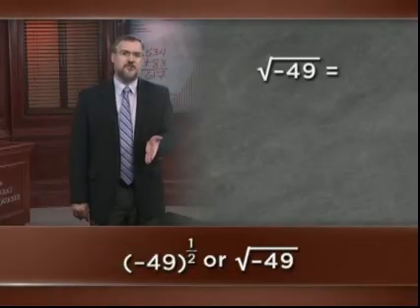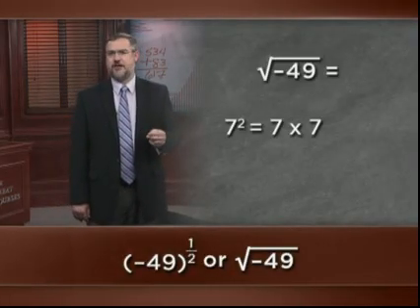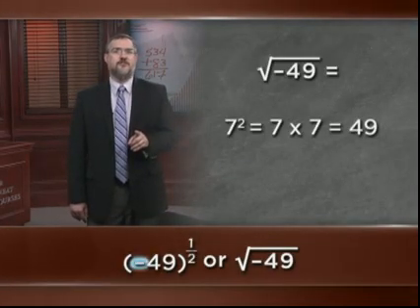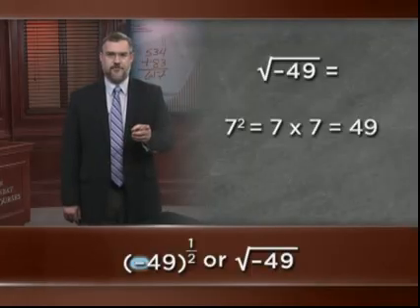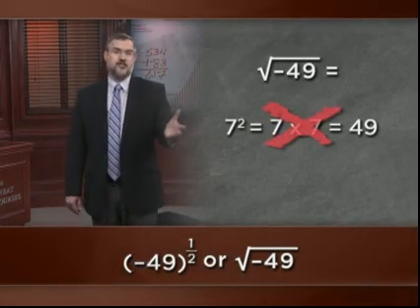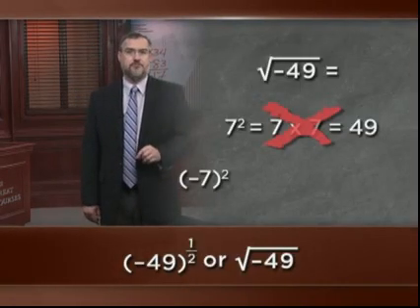You might be tempted to say that the answer is 7, because 7 raised to the 2 is 7 times 7, which is 49. But you're missing the negative sign in front of that 49. Remember, we're trying to find negative 49 raised to the 1/2. So what would your next best guess be? Well, it would probably be negative 7.